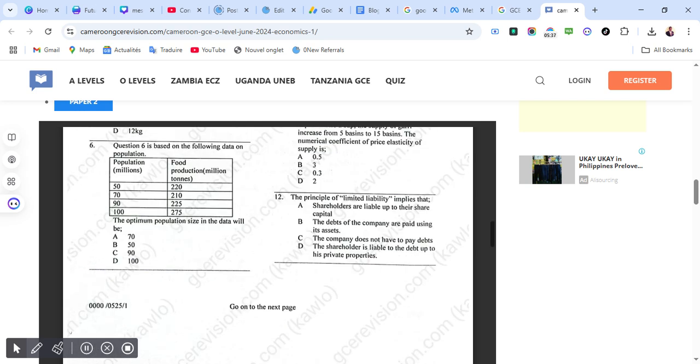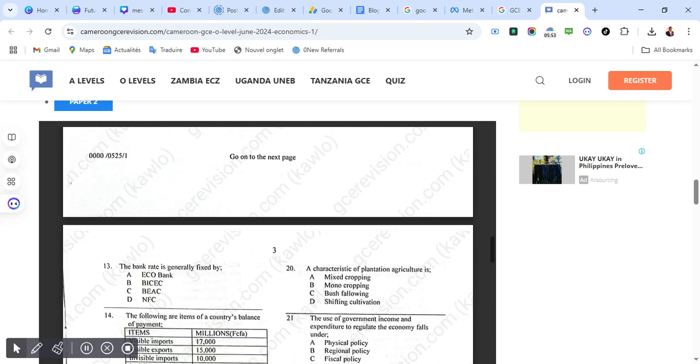The principle of limited liability implies that... So what does the principle of limited liability imply? The correct answer is A, shareholders are liable up to their share capital. So shareholders are liable up to their share capital means that shareholders need to receive their capital.